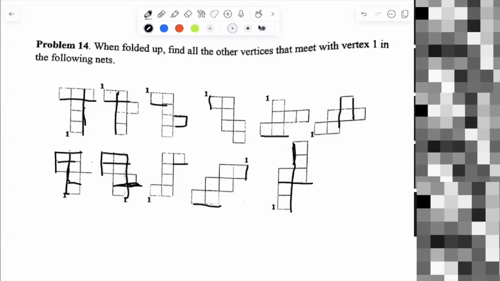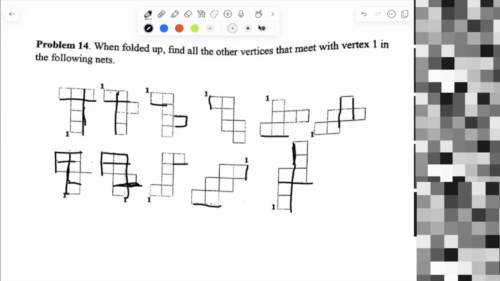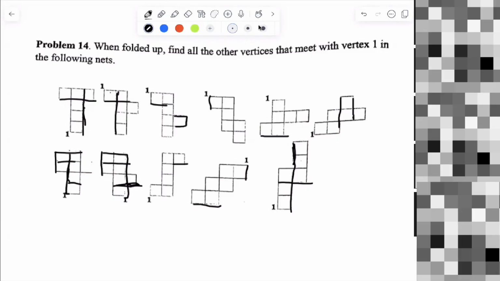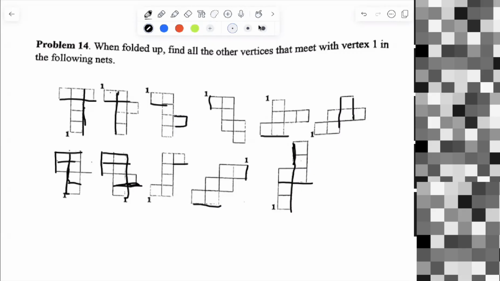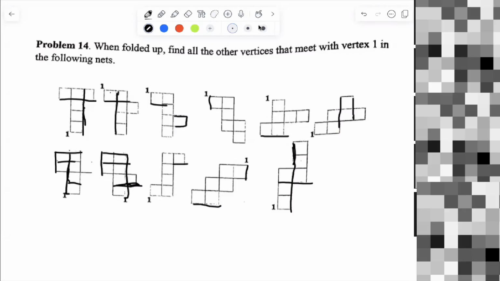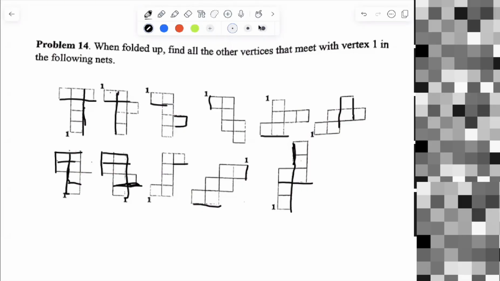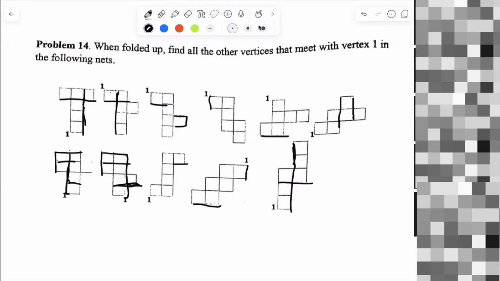When folded up, find all the other vertices that meet with vertex 1 in the following nets. Over here we have all the vertices. Some aren't that well shown, so we made it more black so you guys can see. Anyways, let's find all the vertices that meet with vertex 1 in the following nets.